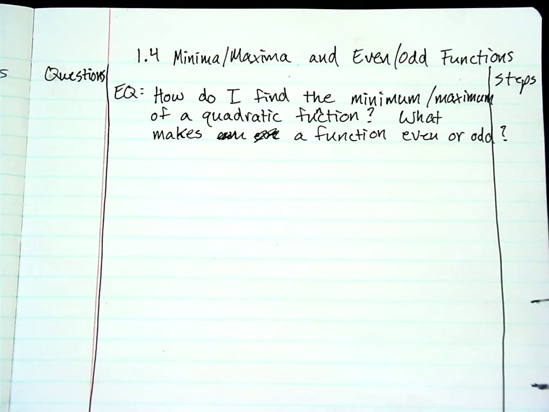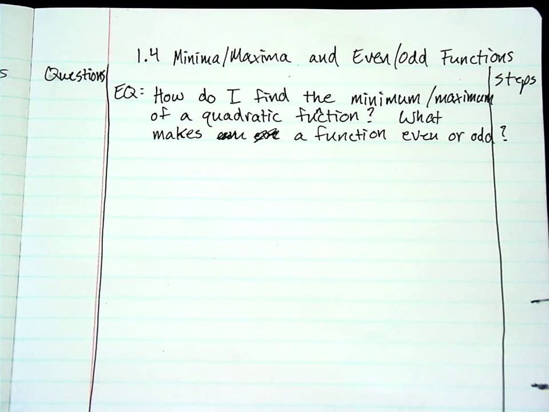Hi everyone, welcome back. We're going to work on 1.4 today, and we're going to be focusing on minima, maxima, and even and odd functions. So I already have the essential question written right there. How do I find the minimum and maximum of a quadratic function? And what makes a function even or odd? We're going to be able to determine all of these today based on a variety of functions, with a focus on quadratic functions or parabolas for the minimum and maximum.